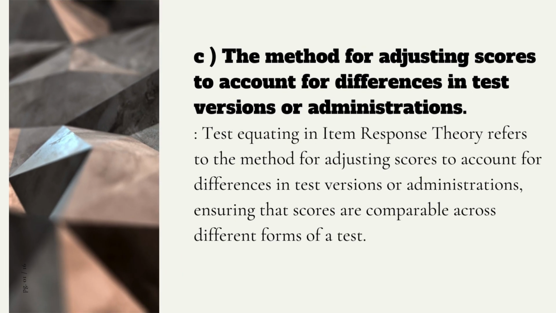C. The method for adjusting scores to account for differences in test versions or administrations. Test equating in item response theory refers to the method for adjusting scores to account for differences in test versions or administrations, ensuring that scores are comparable across different forms of a test.